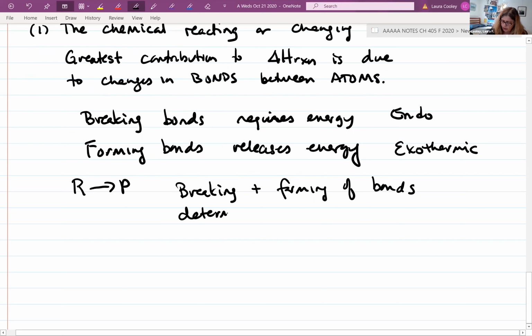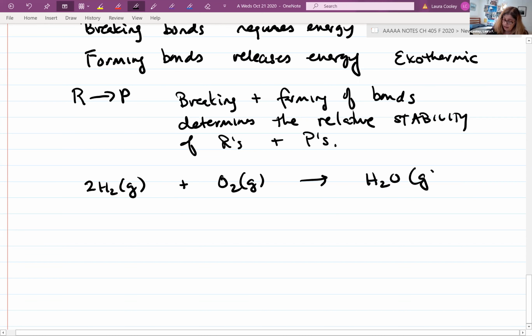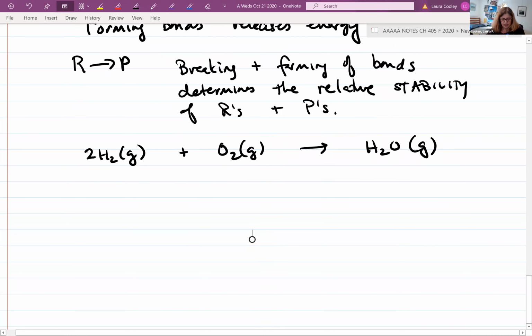Determines what I would call the relative stability of the reactants and the products. Okay, all right. So just to take a very simple example, supposing I consider the reaction of hydrogen and oxygen to make water, which I'm going to put as a gas phase now, just because I have my reasons.